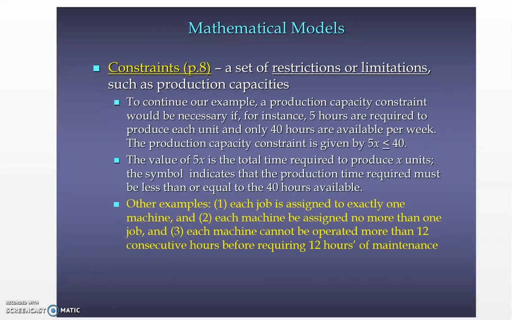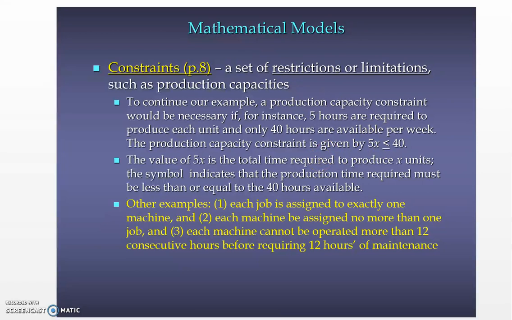Now, another important element is constraints. These are restrictions or limitations or requirements. There are so many possibilities here. So that's the first sub-bullet here. If we had a production capacity constraint, we might say, well, we need a certain number of hours to produce a given unit, and for X, there's only 40 hours available per week because we only have a certain number of machines. Then we would express a capacity constraint as 5X is less than or equal to 40, right?